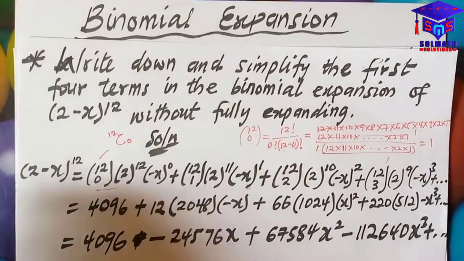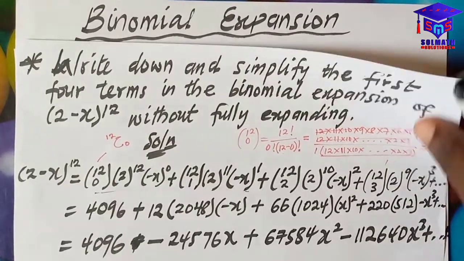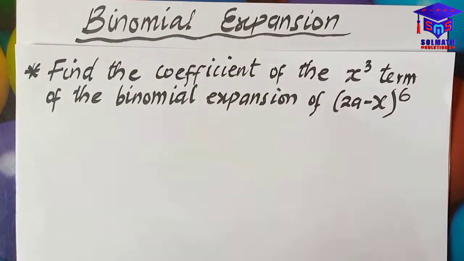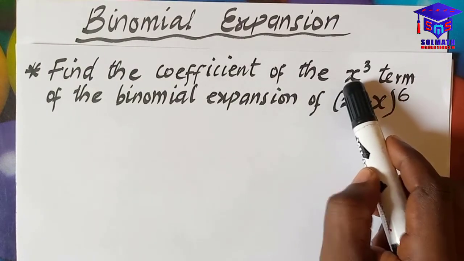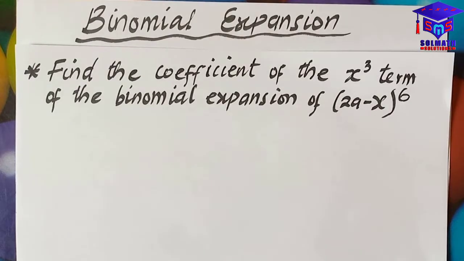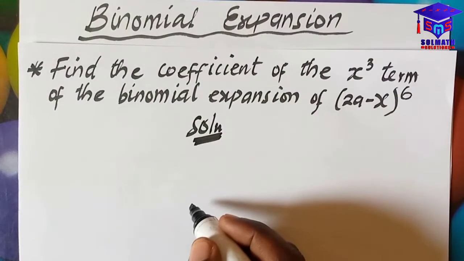Now let's take another example, and that will actually be our last example. This one says find the coefficient of the x cubed term of the binomial expansion of (2 − x)^6. What this one is interested in is the coefficient of the term that has x to the power 3. That is what the question is interested in. You agree that you won't worry yourself to do all the expansion. So let's quickly look at the solution.